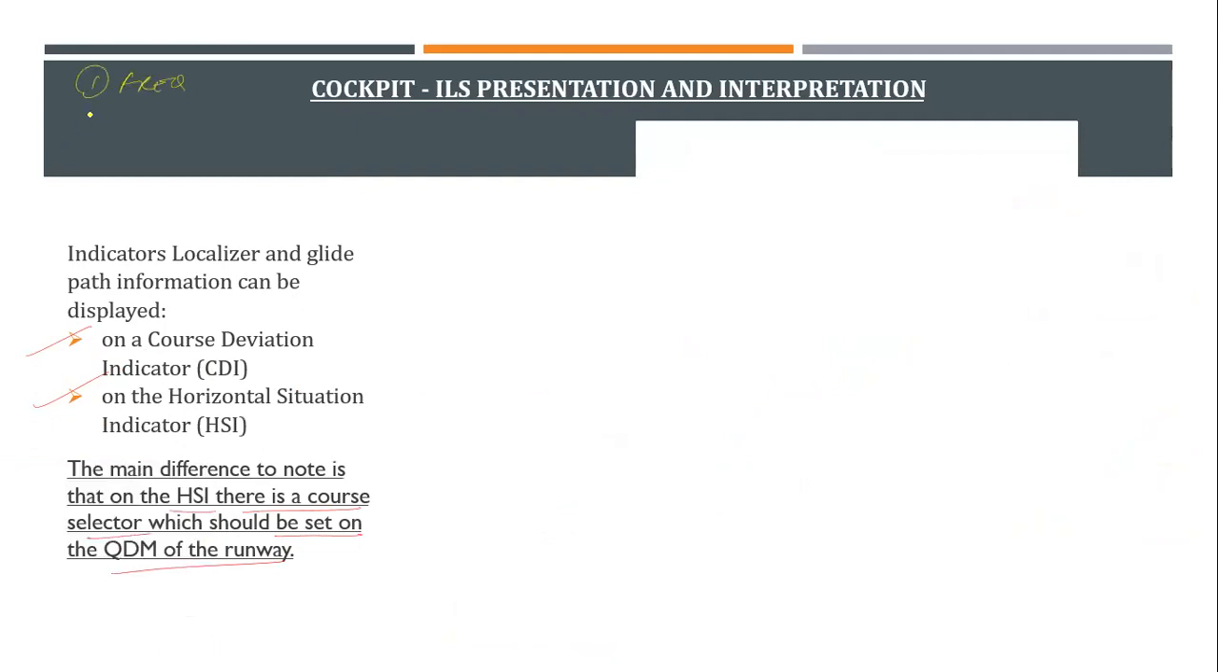As I told you, the steps are simple, right? Frequency, then you have the radial. Then you have your localizer set, that is, established on the localizer, then you have the glide path.